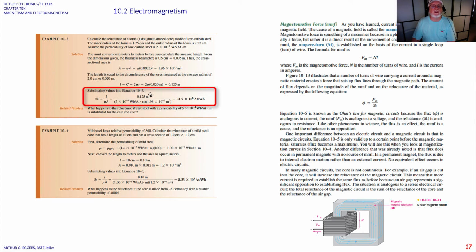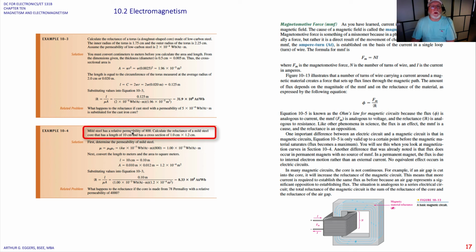Substituting the values into the equation, reluctance is equal to the length over mu A. Our values become 0.125, or 1/8 of a meter, divided by 2 times 10 to the minus 4th Webers per ampere turn meters, times 1.96 times 10 to the minus 5th for our surface area, meters squared, which gives us 31.9 times 10 to the 6 ampere turn per Weber. So that's our reluctance. Let's look at the next one.